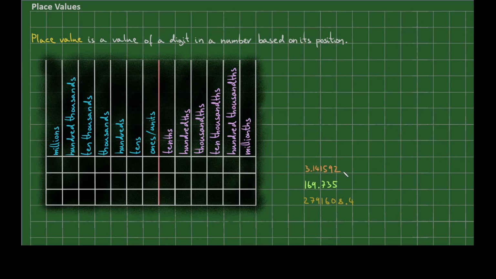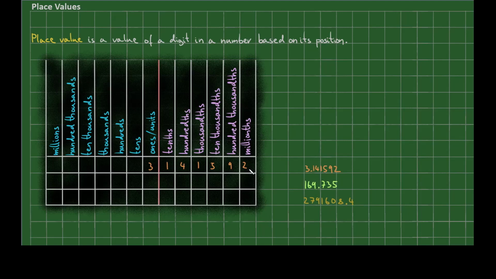And so if I look at this number, 3.141592, the 3 is in the ones or unit position, the 1 represents a tenth, the 4 a hundredth, the other 1 a thousandth, the 5 a 10,000th, the 9 a 100,000th, and the 2 is in the millionths position.